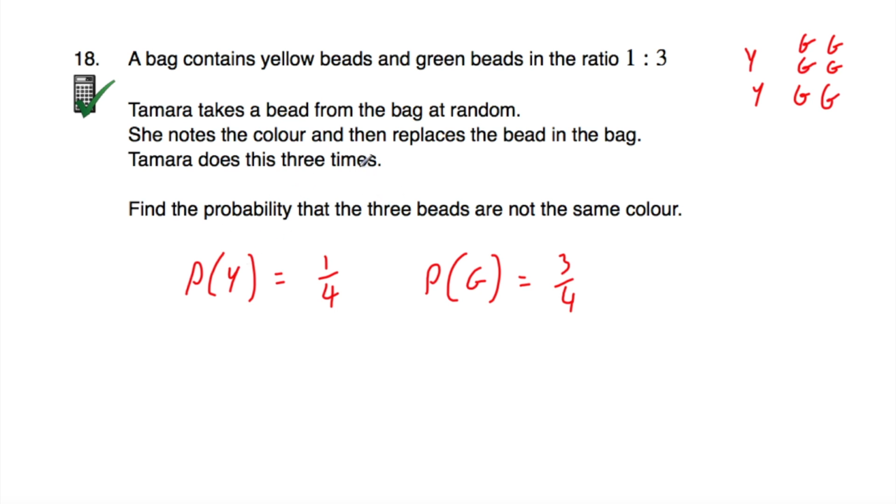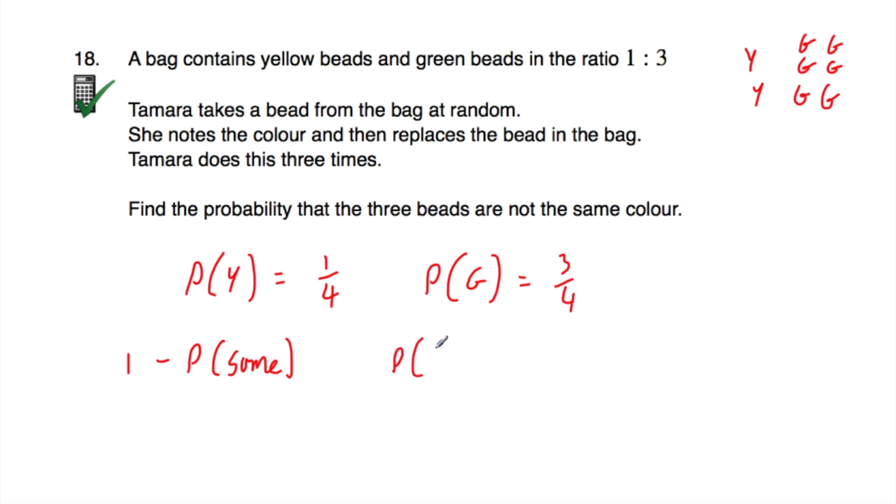Okay, so we find the probability of a yellow and the probability of a green. Now we want to find the probability that the 3 beads are not the same colour. Now rather than doing yellow, yellow, green, green, yellow, yellow, yellow, green, yellow, and so on, what I'm going to do is I'm going to do 1 subtract the probability that they're the same. And if we do 1, take away the probability that they're the same as each other, that'll tell us the probability that all 3 beads are different colours.